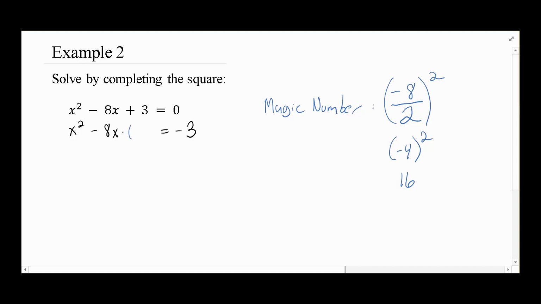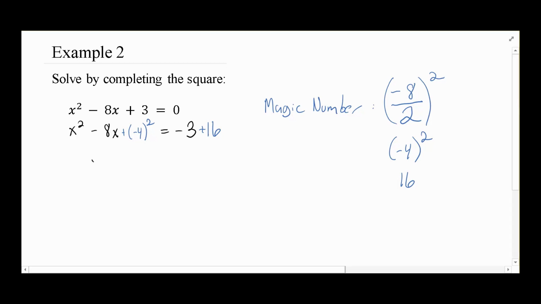sometimes I like to write in here -4 squared. I'll explain why in a second. So I'm adding 16 to both sides. Whether I call it -4 squared, whether I call it 16, it means the same thing. But in this next step we want to factor the left-hand side.